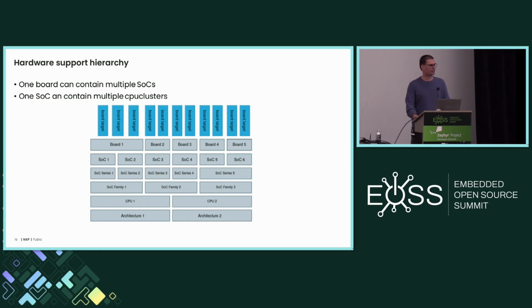And we start with the architecture and CPU types, and then we get into a part that's related to SoC. And we split this into a SoC family. A SoC family is usually a group of related chips from a vendor. And then a particular instance of a SoC family is called a series. And then inside that instance, we can have actual SoCs, right?